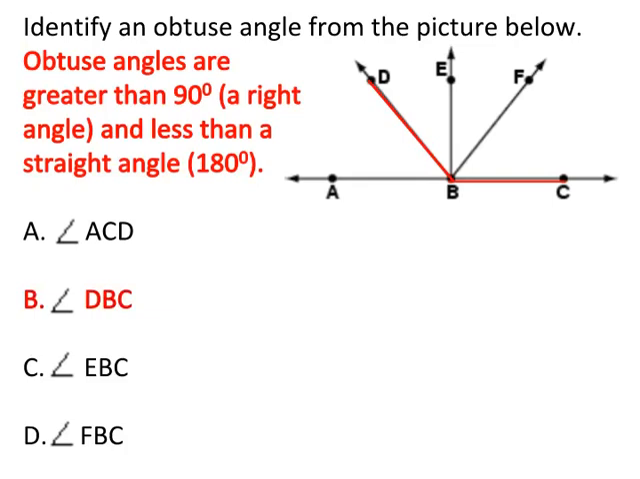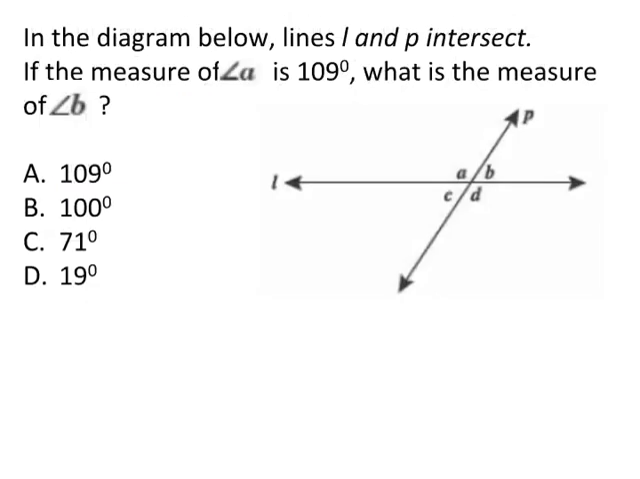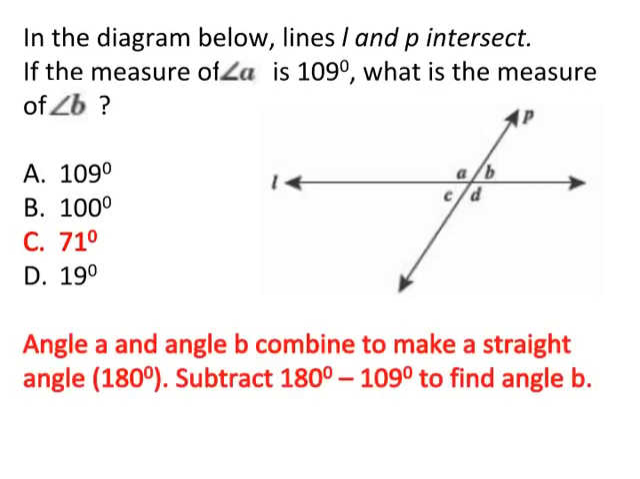Angle DBC. In the diagram below, lines L and P intersect. If the measure of angle A is 109 degrees, what is the measure of angle B? And the answer is C. 71 degrees. Angle A and angle B combine to make a straight angle that is 180 degrees. Subtract 109 from 180 degrees to find angle B.